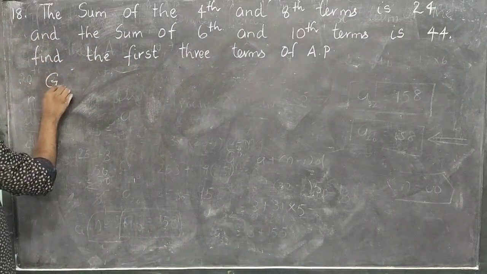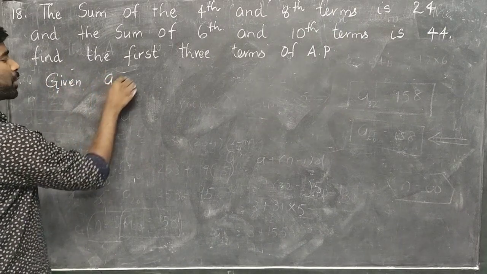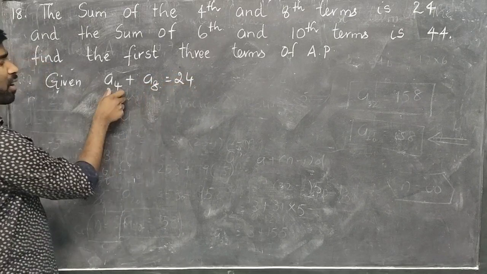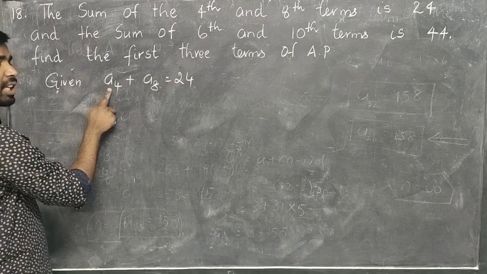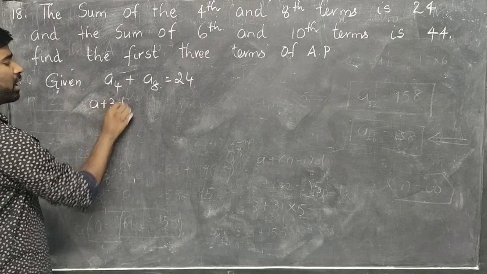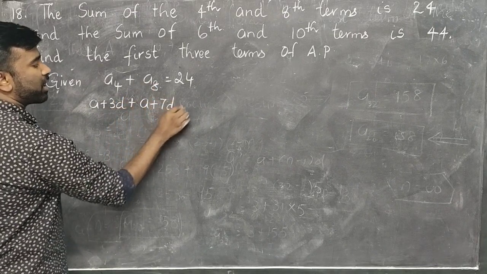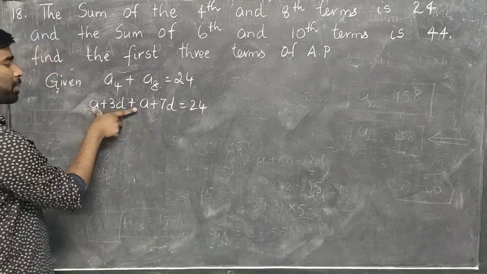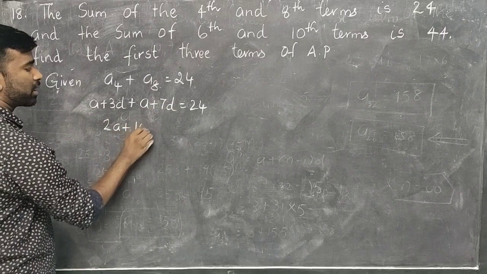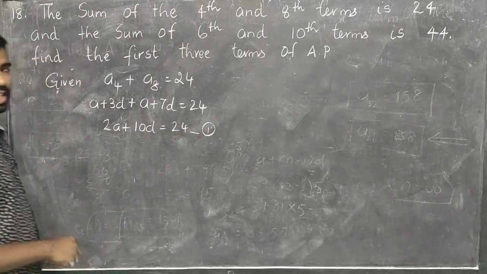Now, what is the first condition given? The sum of the 4th and 8th terms is 24. By using the general formula, the 4th term can be written as A plus 3D. In the same way, the 8th term can be written as A plus 7D, which is equal to 24. A plus A is 2A, 3D plus 7D is 10D, which is equal to 24. Consider this as equation 1.